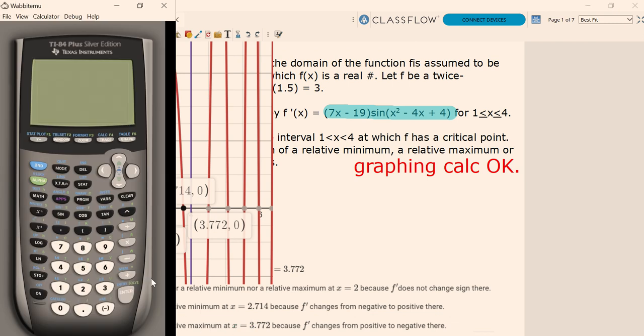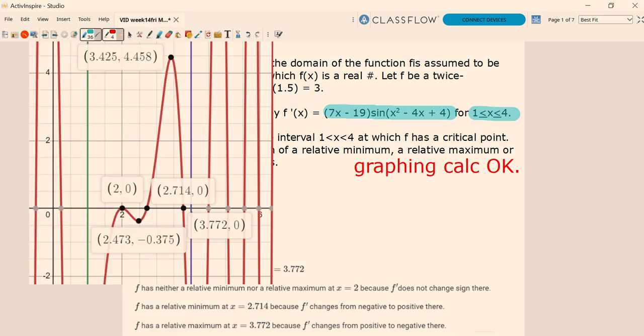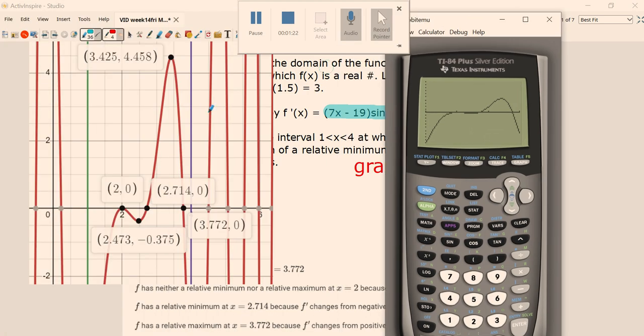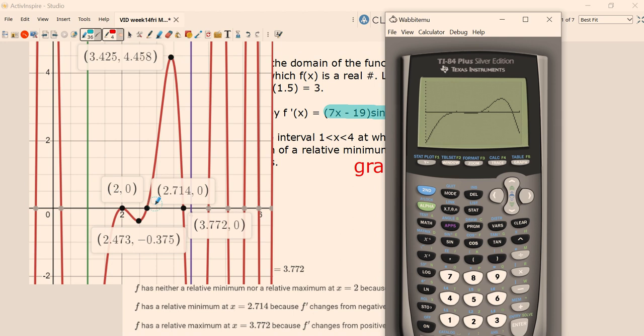Now let's go back to our graphing calculator here. I literally plugged in that blue function. And then I set the window, I put 1 and 4 for x values, and that's from this right here. And then I click graph, and I got this. Now how do you produce these points over here?